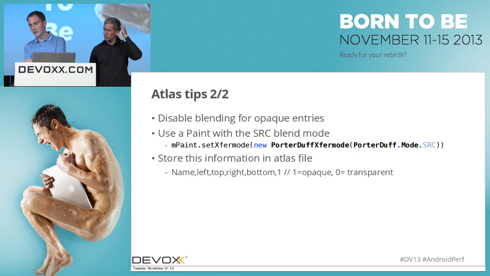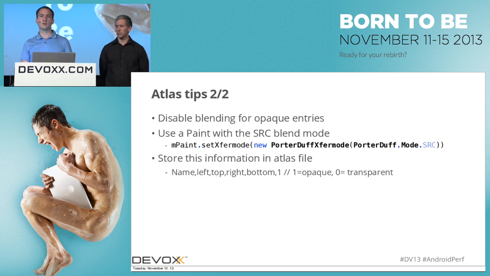Also, using an atlas will probably, especially with the transparent border, disable an optimization. What we do on Android is, when you give us a bitmap, we look at whether the bitmap is opaque or not. And if it's opaque, we can draw it without blending on, and that's much more efficient for the GPU or even in software.